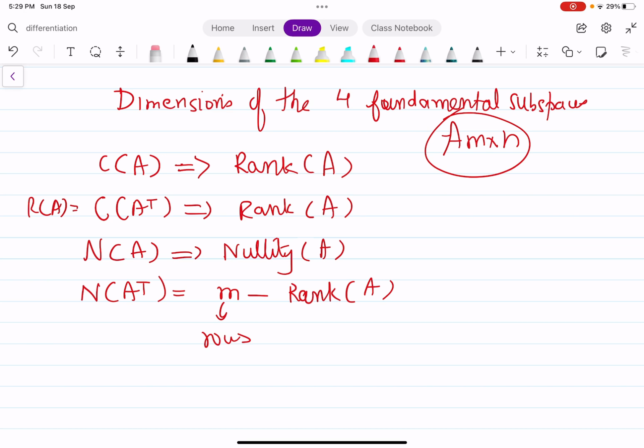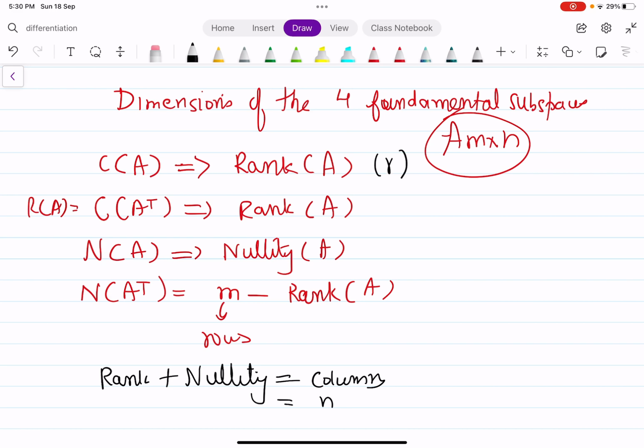Now, you have done a theorem in matrices, the rank nullity theorem: rank plus nullity is equal to the number of columns, which in this case is n. So if the rank of the matrix is R, and the total number of columns in the matrix is n, the nullity will simply be n minus R. So if you know the rank and the columns, you can simply subtract and get the nullity. Vice versa, if you know the nullity and columns, you can get the rank. In a similar way, if you know the number of rows and the rank, you can get the dimension of the null space of A transpose as well.